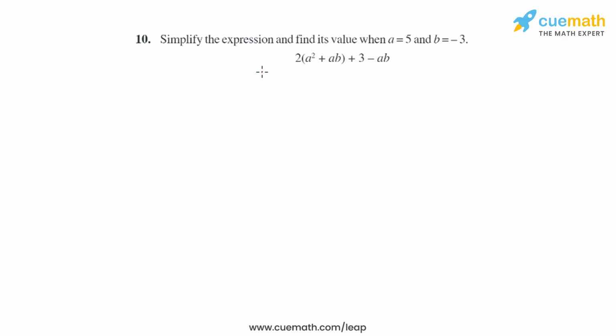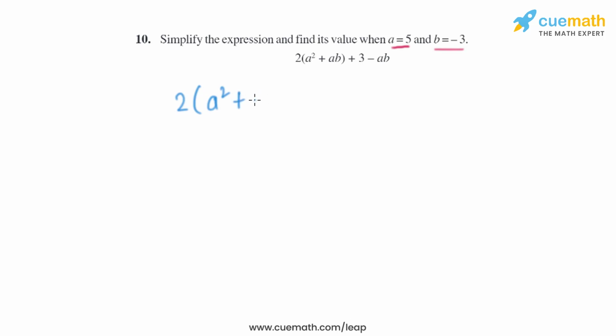Question 10 of this exercise says, simplify the expression and find its value when a equals 5 and b equals minus 3. So we will have to simplify the expression that is given in the question, and then we will have to find its value by putting the value of a and b. So let's simplify it first.